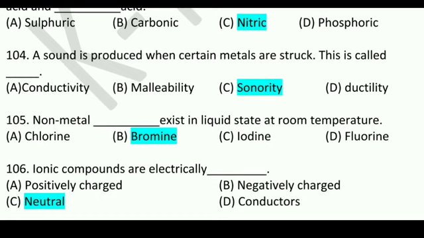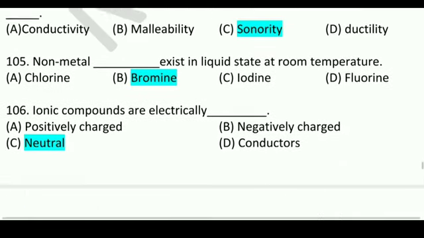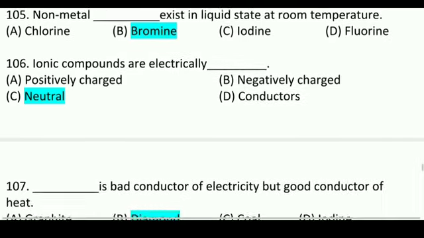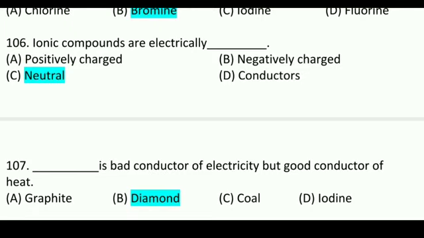A sound is produced when certain metals are struck. This is called dash. Yes, it is called sonority. Non-metals dash exist in liquid state at room temperature. You are correct, children. Bromine. Ionic compounds are electrically neutral. Right? Ionic compounds are electrically neutral.